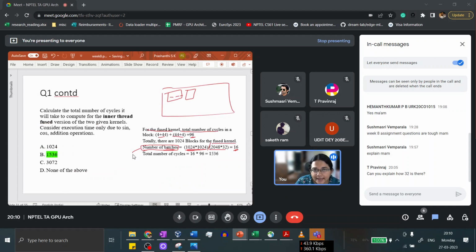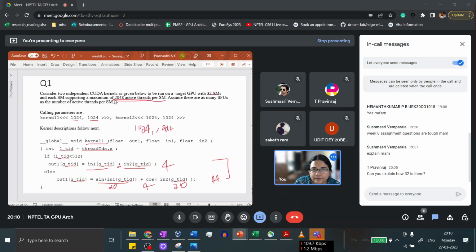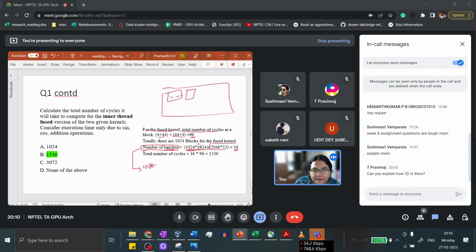You can even do this calculation another way, right? Let's try that out. Totally we have 1024 blocks, and we have 32 SMs. At a time, how many blocks can be executed? Each SM has a thread limit of 2048, and we know that here one block has 1024 threads. So at a time we can execute 2 blocks on one SM, which is 2 blocks per SM, and we have 32 of these SMs. So at a time we can execute 64 blocks on the whole GPU in parallel.